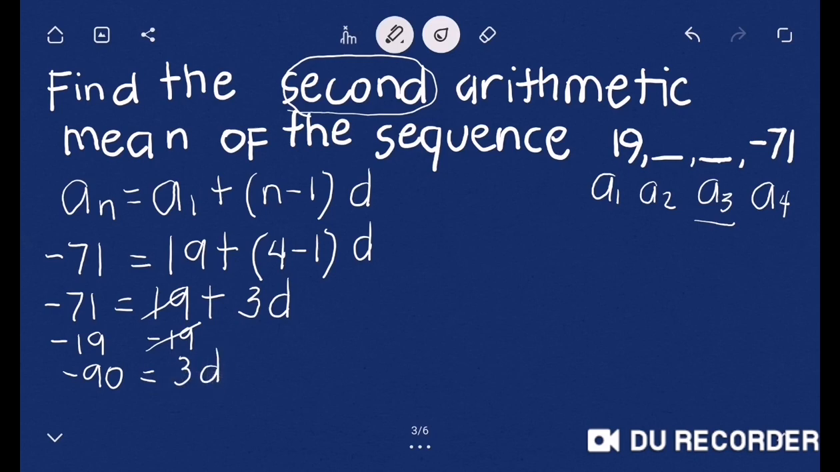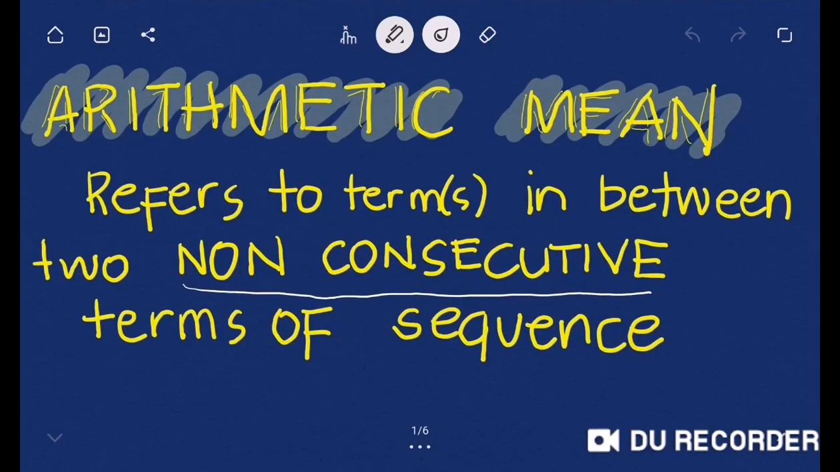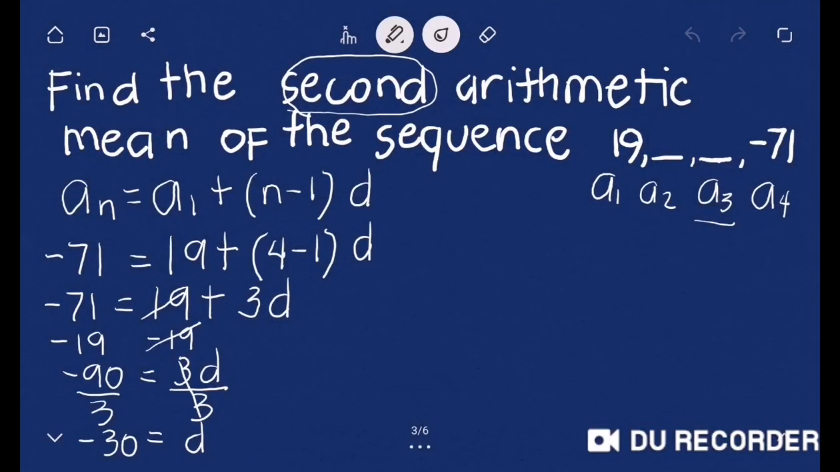And then to find the value of d, we must divide both sides by 3. So 3 divided by 3 sa right side will give us 1. So will leave us d. Negative 90 divided by 3 will give us negative 30. So we have now the value of common difference, which is equal to negative 30.